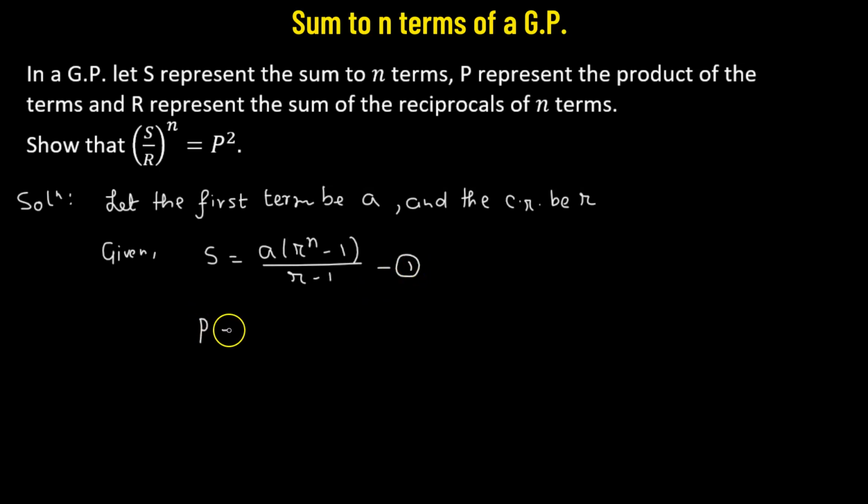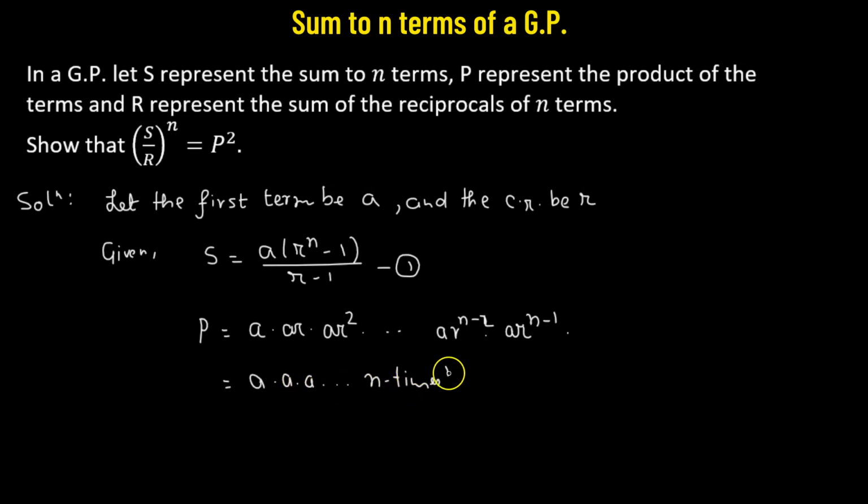Then P is the product of the terms. That means we have our first term a, multiplied by the second term, a times r. Then the third term multiplied to it, a r squared. This goes all the way up to a r to the n minus 2 multiplied by a r to the n minus 1. So that means we have a times a times a, getting multiplied to itself n number of times. And this whole thing is also multiplied by r times r squared and so on, getting multiplied to itself n minus 1 times.